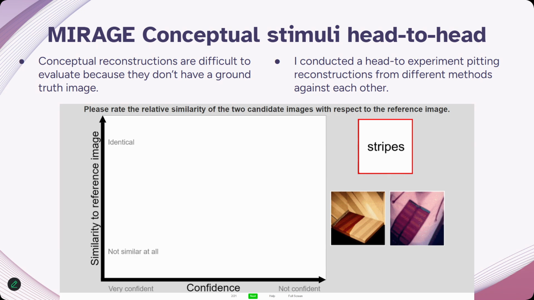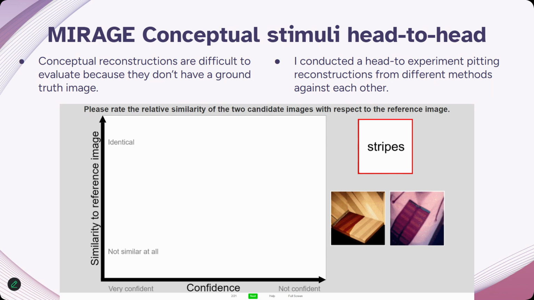So looking at the conceptual stimuli, though, these are still sort of putting a pin in our hat. I can look at the conceptual stimuli and say that looks more like stripes, but it is hard to tell whether they are actually better, both because we don't know what the true mental image was, but also because there is no ground truth stimulus to even compare to if we wanted to infer what the true mental image was.